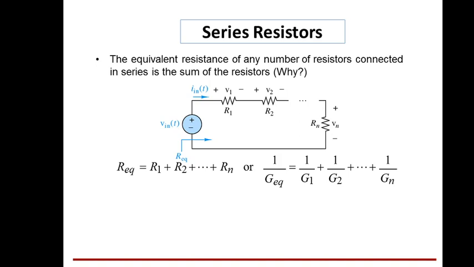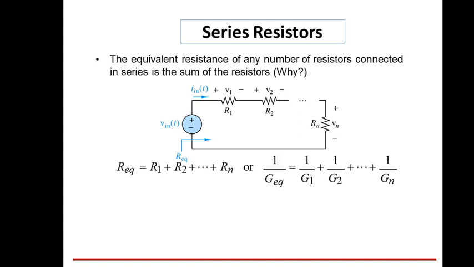Now V input is equal to I input into R1 plus I input into R2, and so on, plus I n into R n. Now we want to find only R equivalent. R equivalent is V n by I n. So that is equal to R1 plus R2 plus R3 and so on.